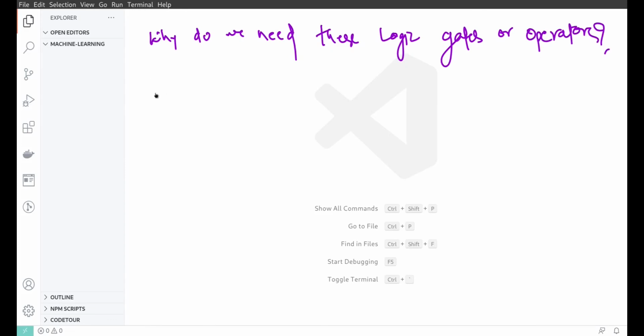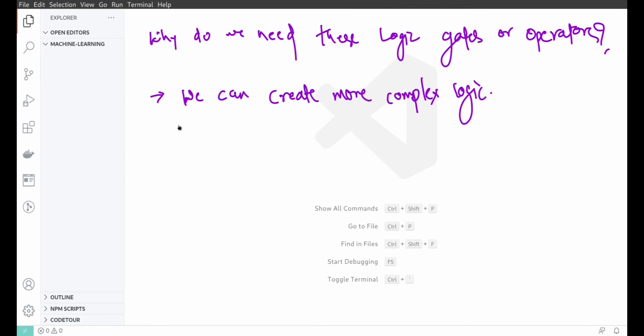Now why do we need these logic gates or operators? By using these logical operators we can create more complex logic. So this can be used in coding or even ML to see if the algorithm is properly able to understand logical operators such as and, or, not. These are fairly basic logic operations, but along with that, if the algorithm is able to capture complex gates such as XOR and other combinations of the gates and so on, that means that the machine has started to understand some logical operations.